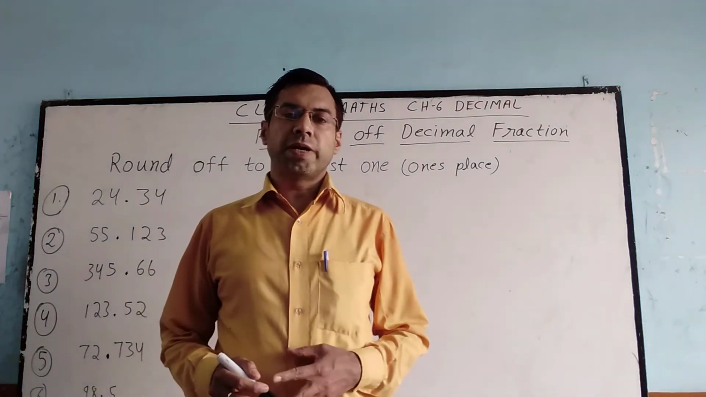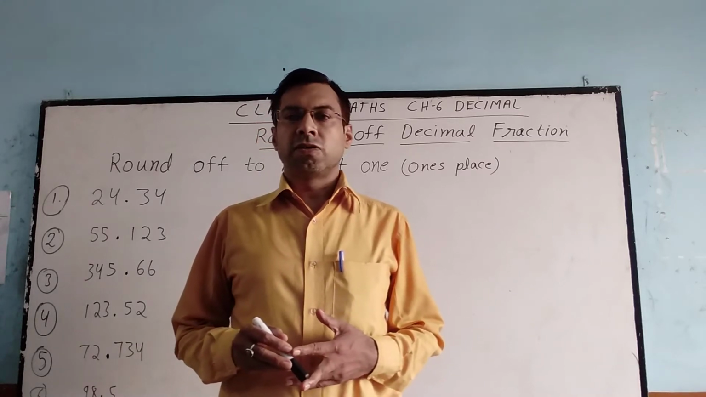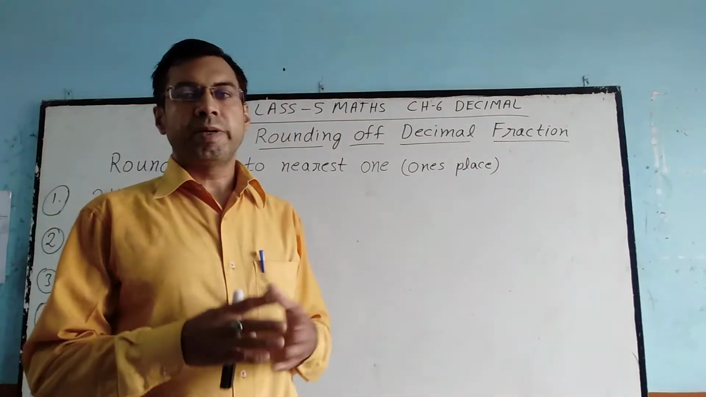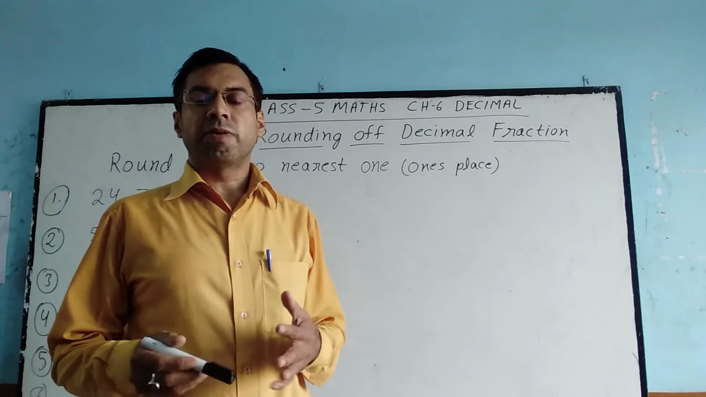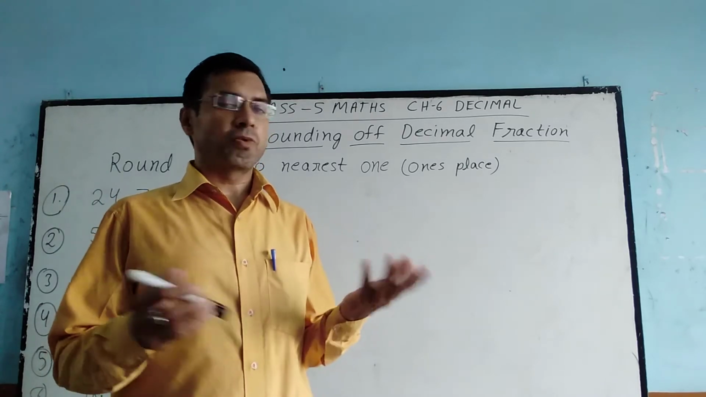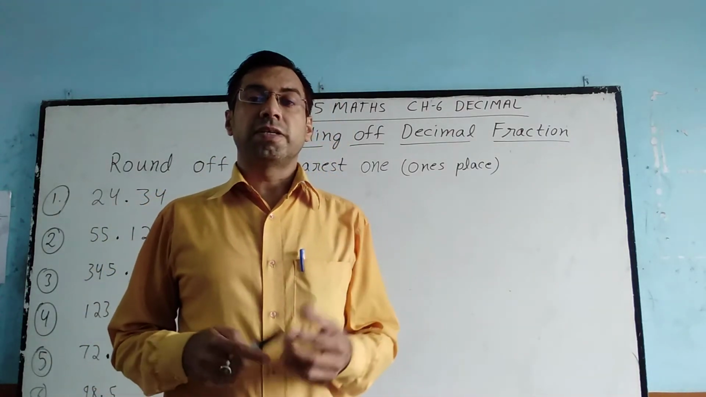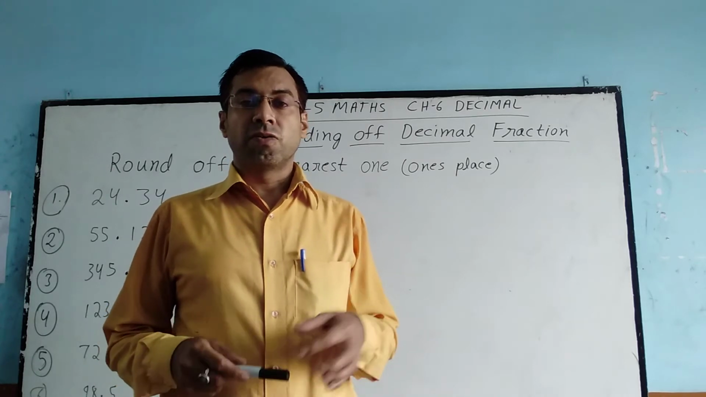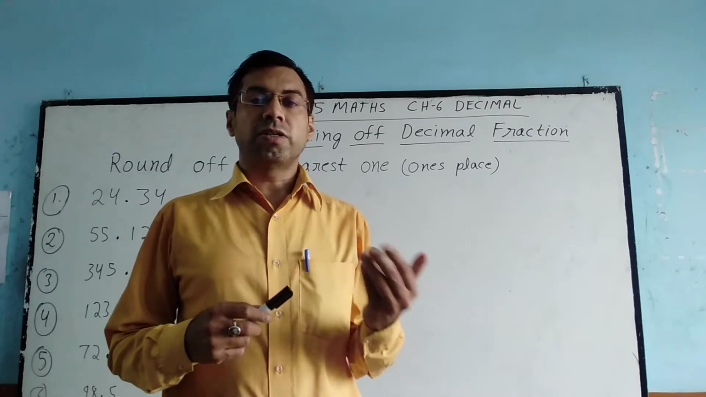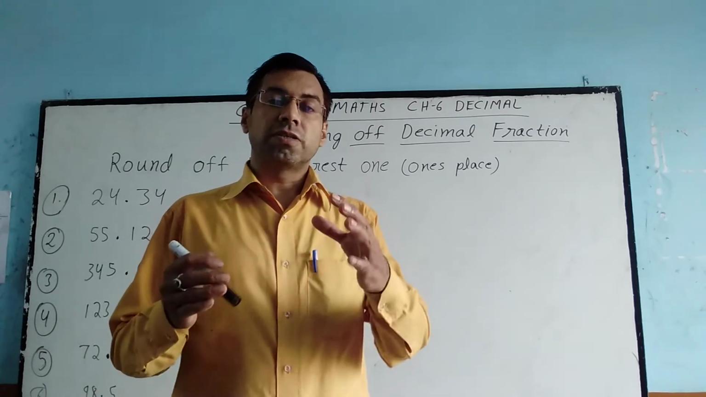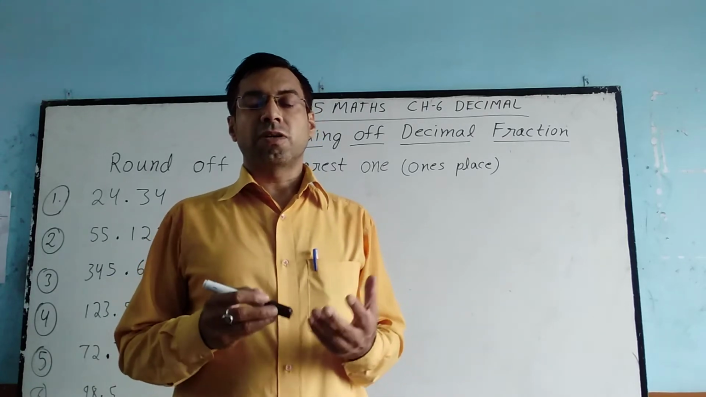Today in class 5 math, in chapter 6 decimals, I will explain rounding of decimal fractions. Students, if you have ever gone to a stationery shop and purchased any item, like a pen, pencil, or rubber, imagine the cost of one pencil is 2 rupees 75 paisa. What does the shopkeeper take? He takes 3 rupees. How does he do it? Students, that shopkeeper rounds off that 2 rupees 75 paisa. Now how does it round off?